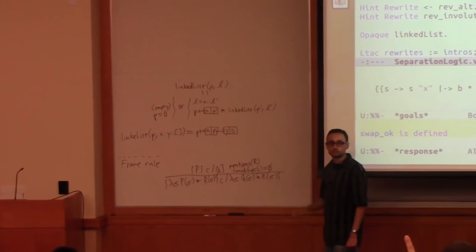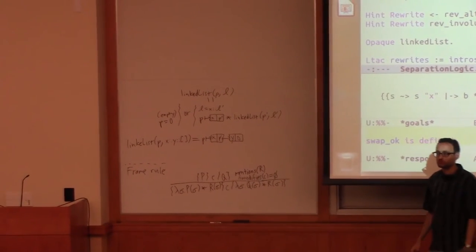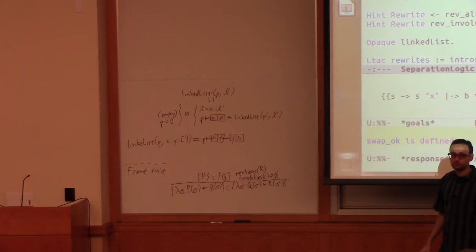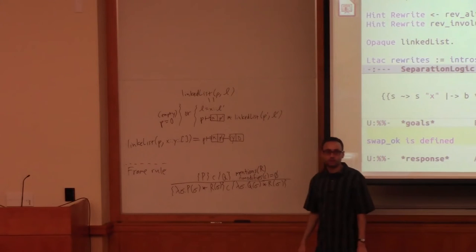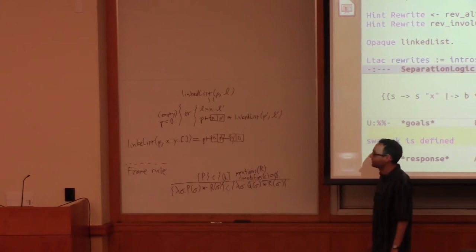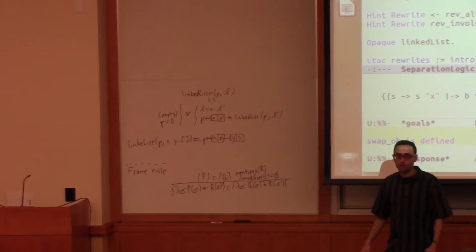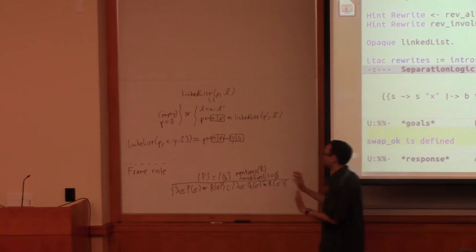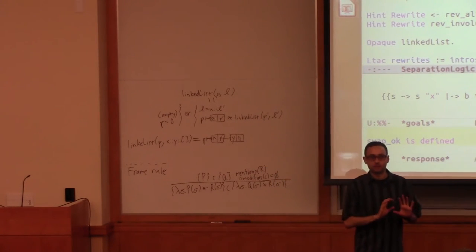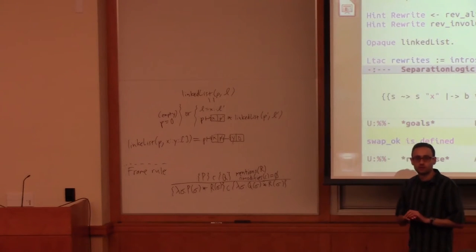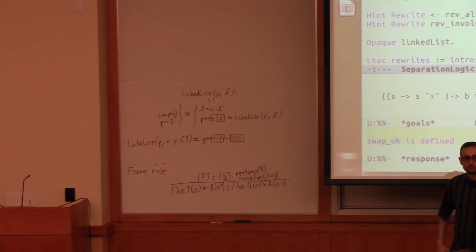Can a cell point to P? Let's see. There could be some other cell somewhere that is pointing to P, but that other cell couldn't be P. It can mention P, but the disjointness that star gives us is only about the domain of the function that is the heap. It's not constraining the range.